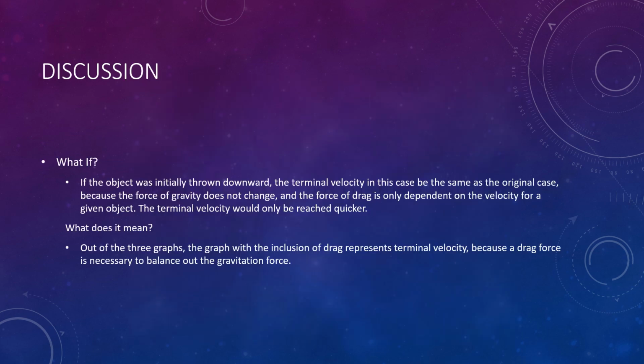All right, so discussion. What if the object was initially thrown downward? The terminal velocity in this case would be the same as the original, because the force of gravity does not change, and the force of drag is only dependent on the velocity for a given object. The terminal velocity would only be reached quicker. So what does this mean? Out of those three graphs that I've shown, the graph of the inclusion of drag, the gray one, represents terminal velocity because the drag force is necessary to balance out the gravitational force.